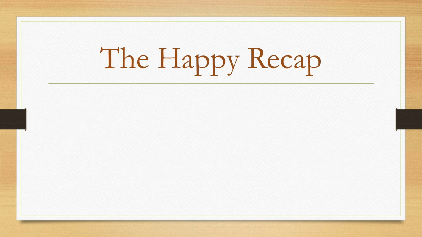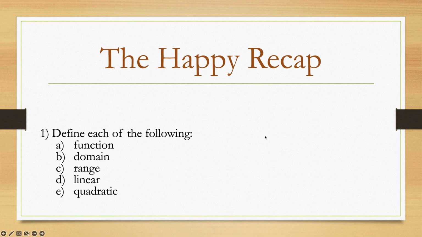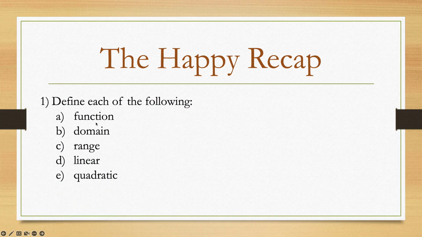Okay, happy recap. Define each of the following. What's a function? It's a relationship between input and output. It's a rule that it follows. Domain, set of all the inputs. Range, set of all the outputs. Linear, forms a straight line. Highest exponent is 1. Quadratic, highest exponent is 2. Forms a gentle U shape that we call a parabola.